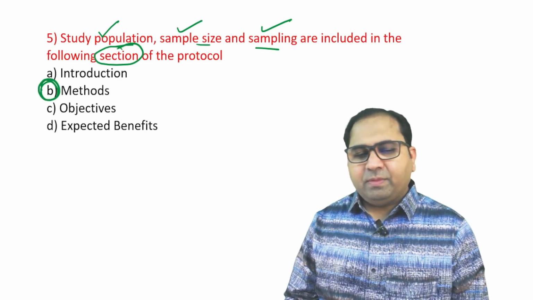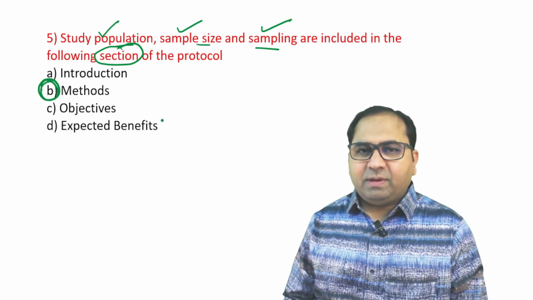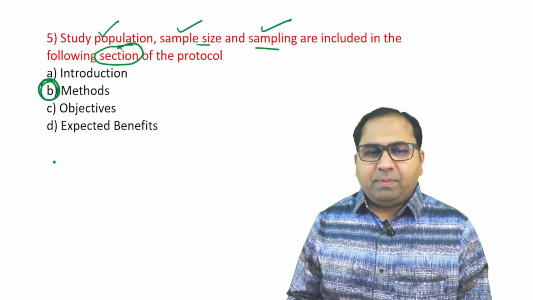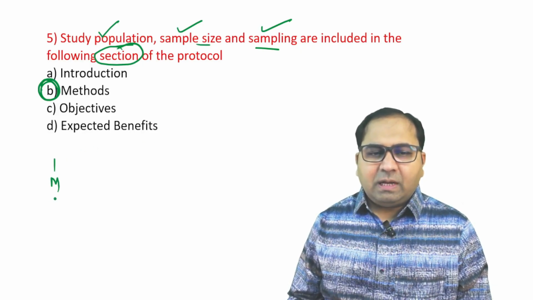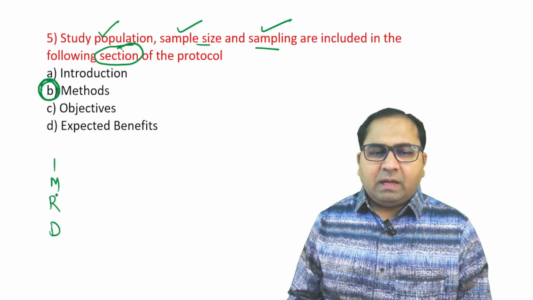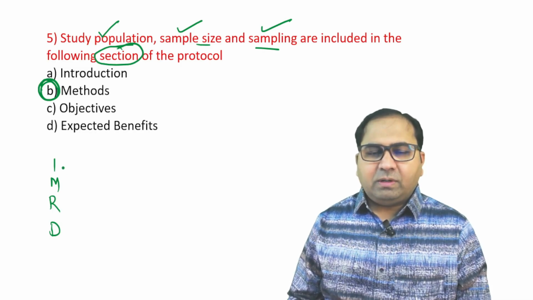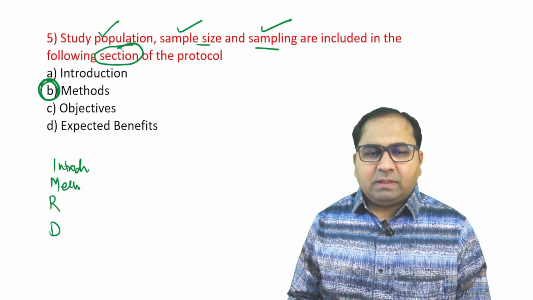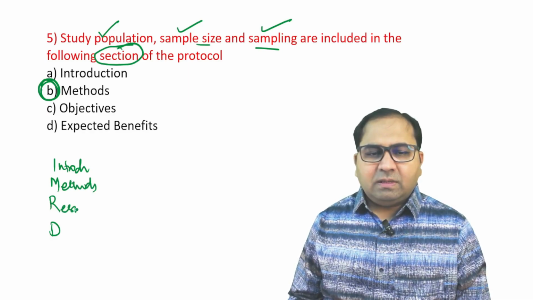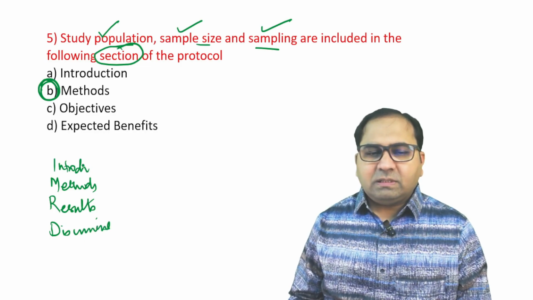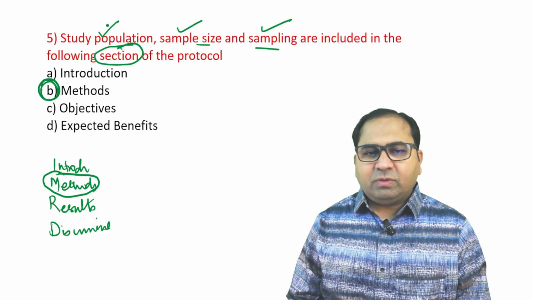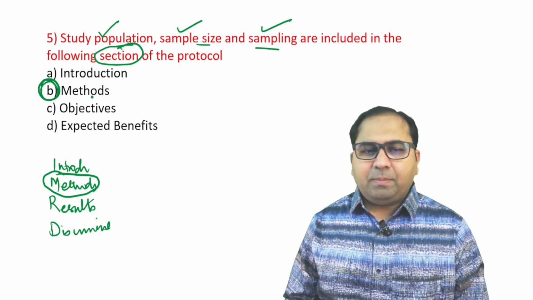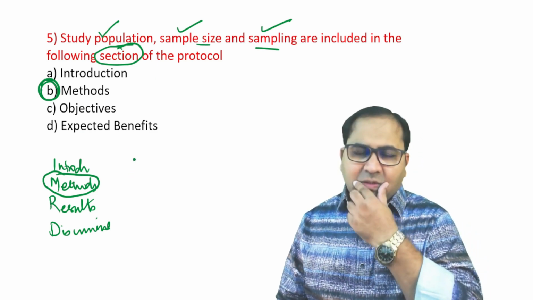The methodology section. Please see the information given in this chart below. But before that, you should know that there is something called the IMRD structure. In the IMRD structure of writing a manuscript, I stands for introduction, M stands for methods, R stands for results, and D stands for discussions. So now all these three things mentioned in the question, that is study population, sample size and sampling, come in the methods.